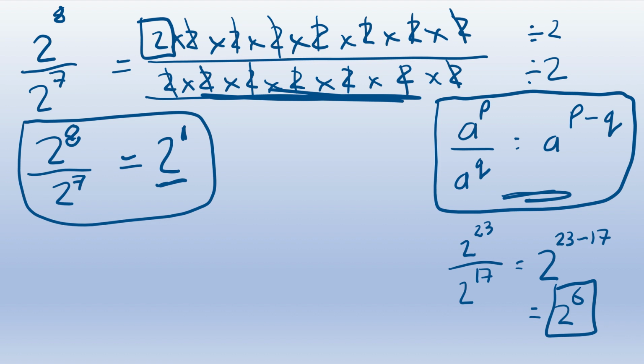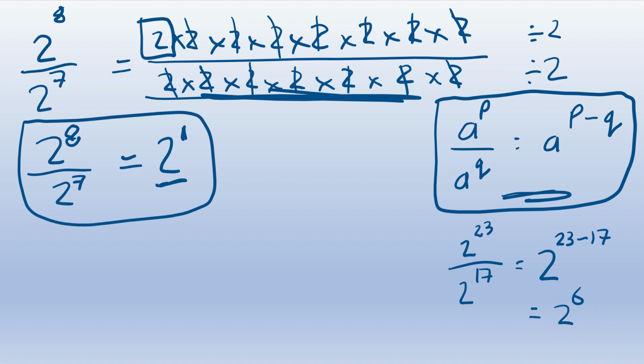So when we are dividing indices, we are taking away the exponents. And just be careful of the position there. The q is being taken away from the p, not the other way around. So just be careful of that. Alright, last one we're going to have a look at, then we'll have a look at the log tables.